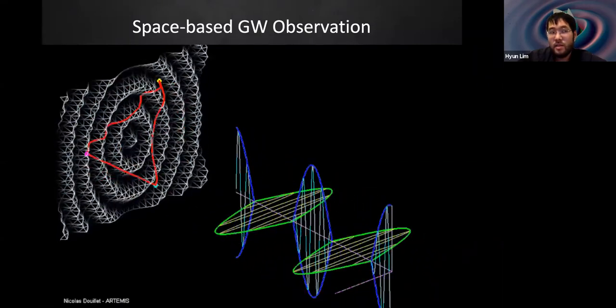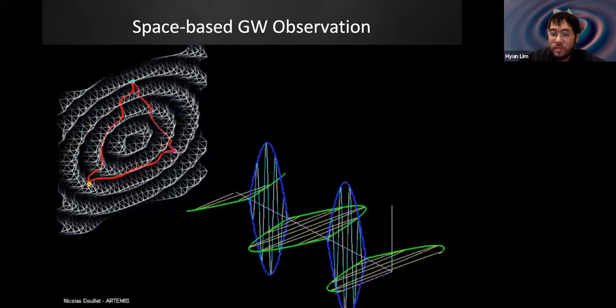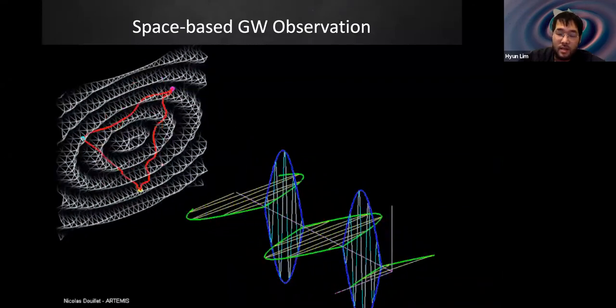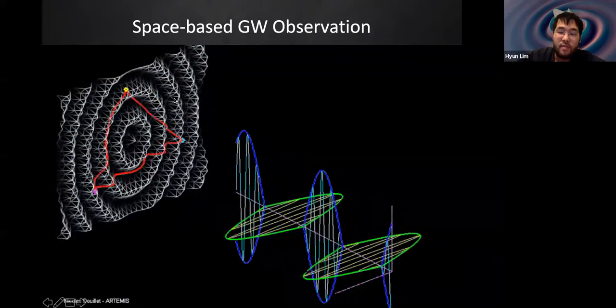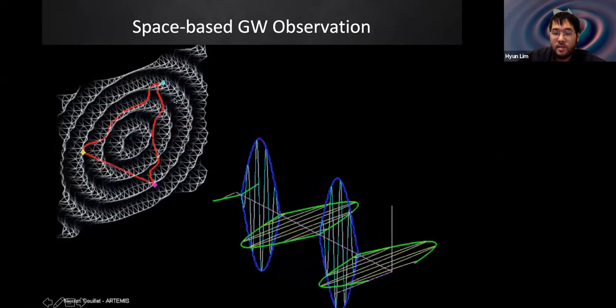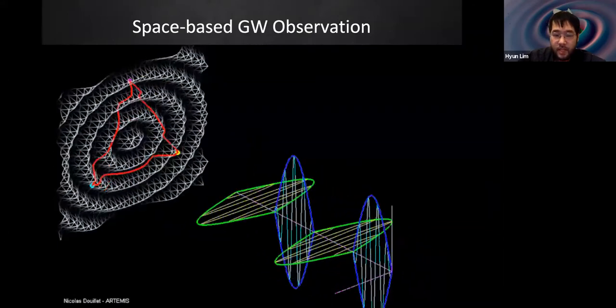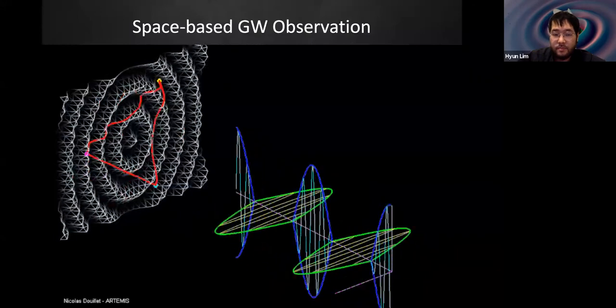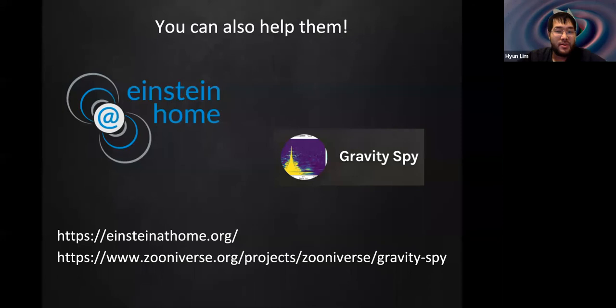It will hopefully be launched in 2034, which is around 14 years from now. Once it's set up and starts observing, we can hear many more different gravitational wave sounds or events from this. And you can also help them too.